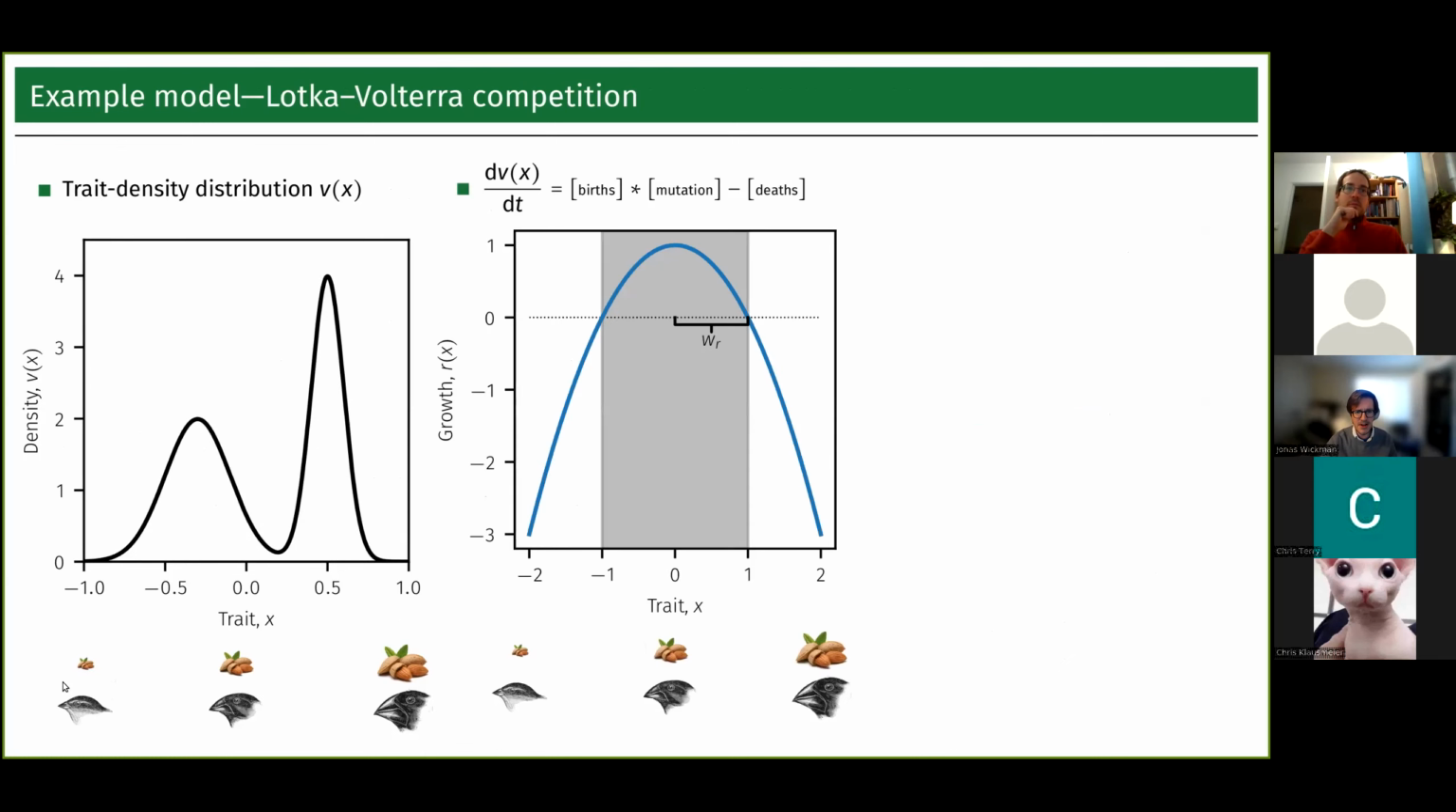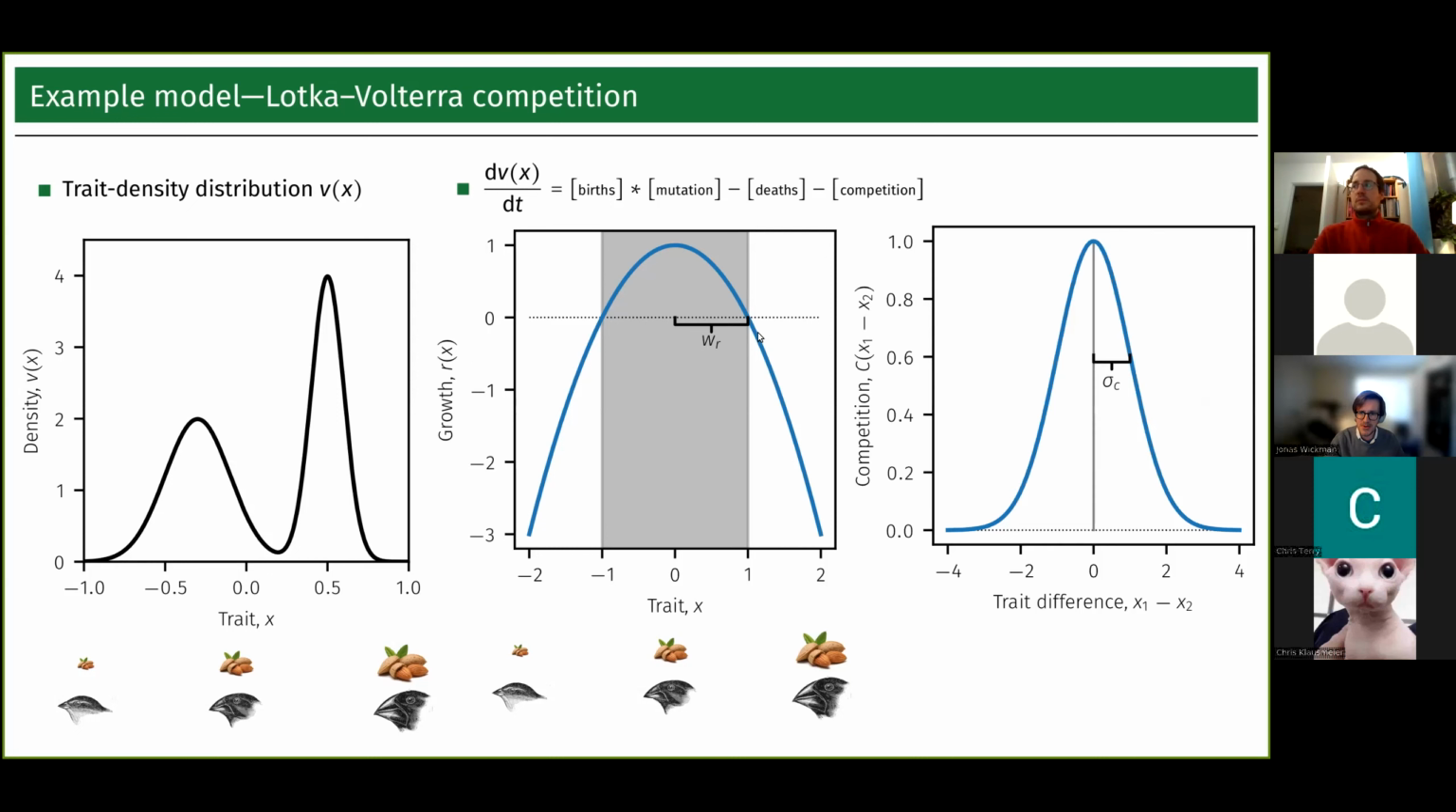And then we have an environment or a resource spectrum, where around trait 0, we have a high net per capita growth rate due to the environment. So we have a lot of intermediate sized seeds. And then the further away you go from this, the lower your per capita growth rate is due to a lack of seeds, essentially. And WR is the half width of this function where you have positive growth rate.